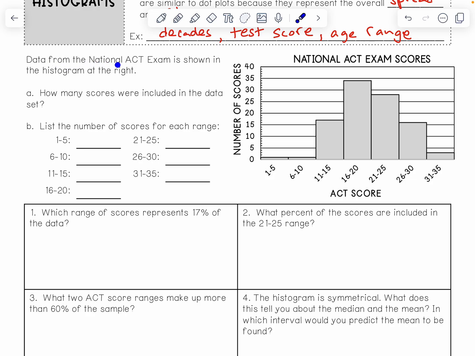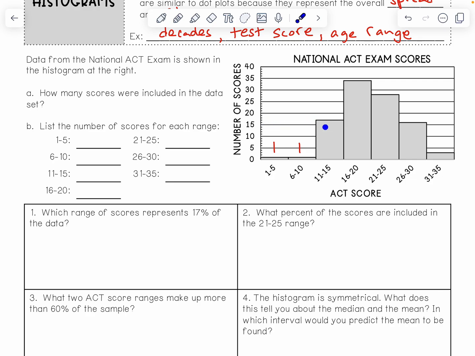All right, so let's go ahead and look at some examples. Data from the National ACT exam is shown in the histogram on the right. How many scores were included in the data set? To answer this, we need to just count. Each long line is 5, and each little notch is 1. So we should write down one person scored between 1 and 5. It looks like one person scored between 6 and 10. Let's see, it's 5, 10, 15.